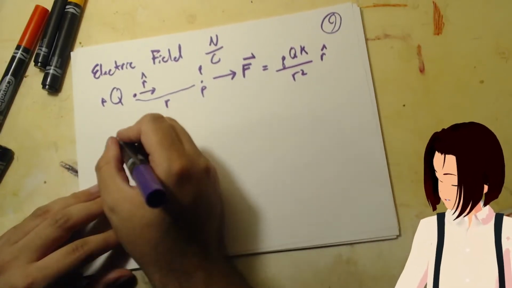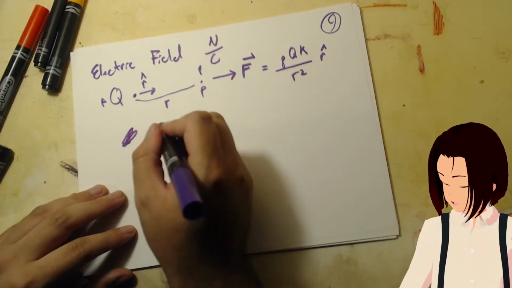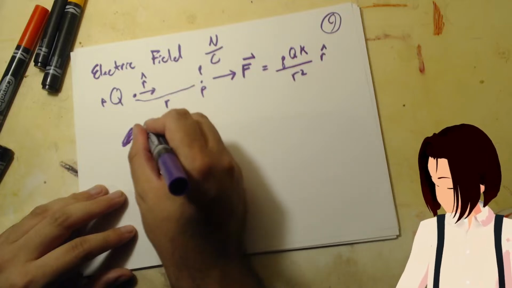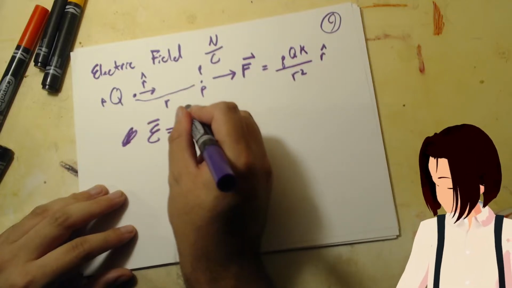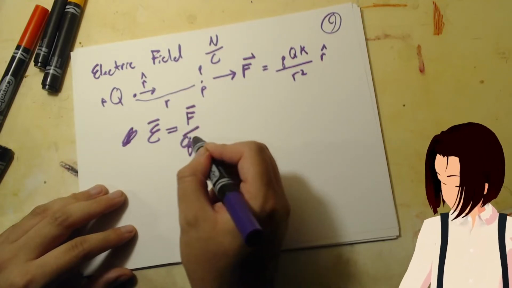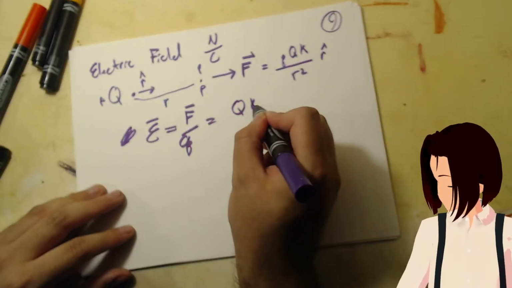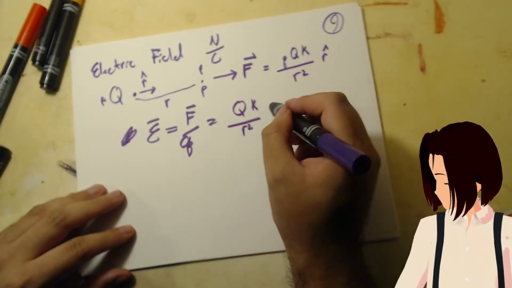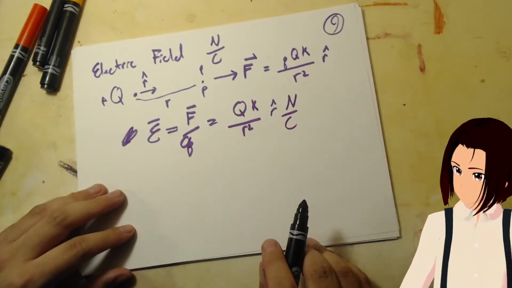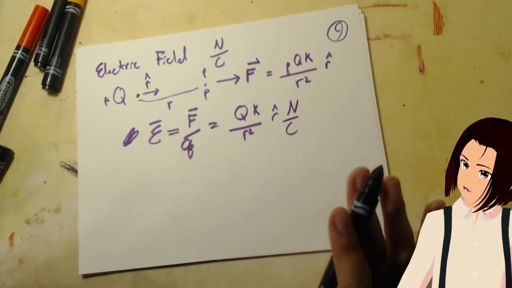So the electric field is simply the electric field of... oh, wait, not that. The electric field is equal to the force divided by q. And that would be, boom, newtons per coulomb. Yep, there you go. That's electric field. Now, okay, electrical engineers.